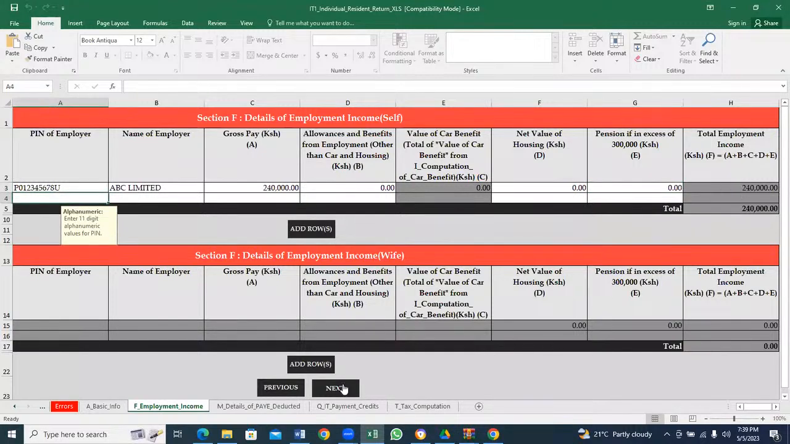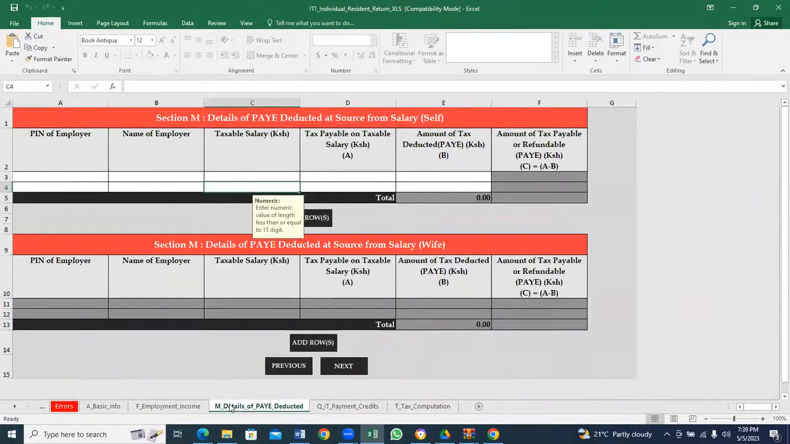Umeona vile nimejaza hii part. Hii F umemalizana nayo hivyo. Have you seen how I filled this part for F? Are you satisfied with it? Can I move to part M? Fine. So M is here.